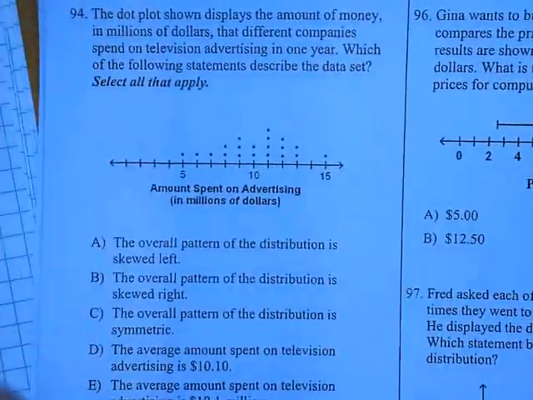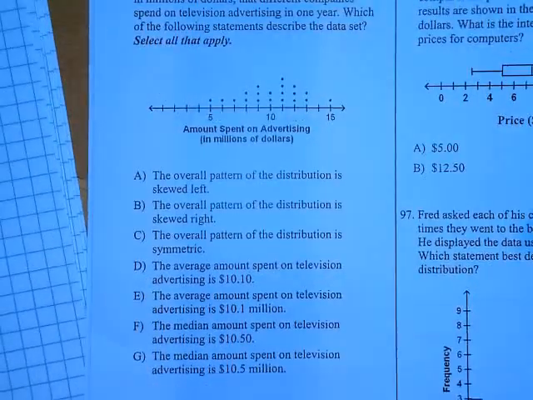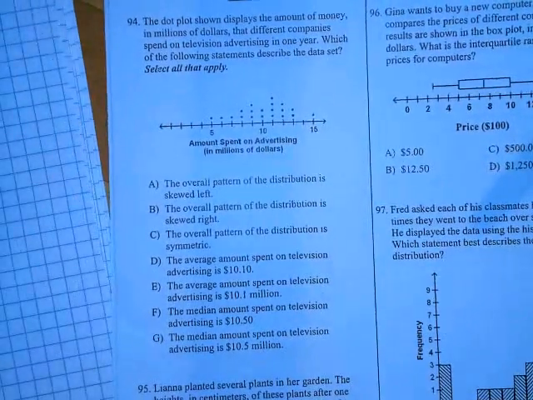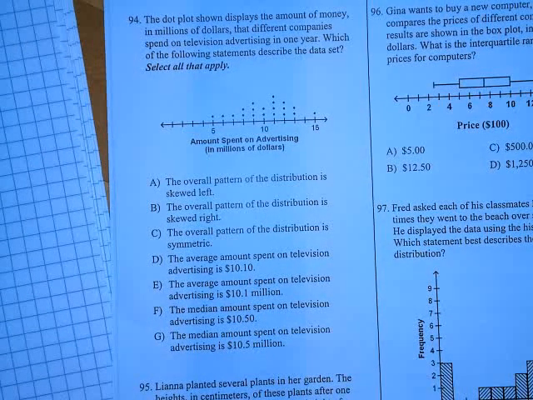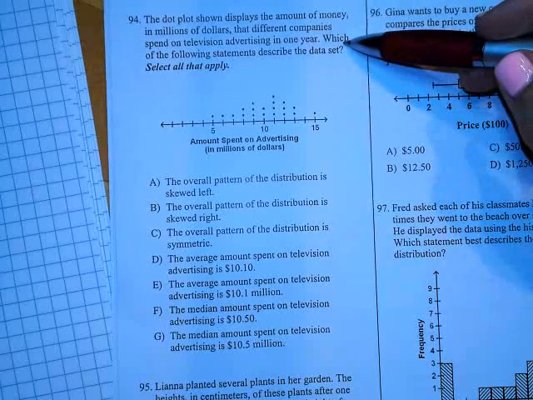Number 94. The dot plot shown displays the amount of money in millions of dollars that different companies spend on television advertising in 1 year. Which of the following statements describes the data set?